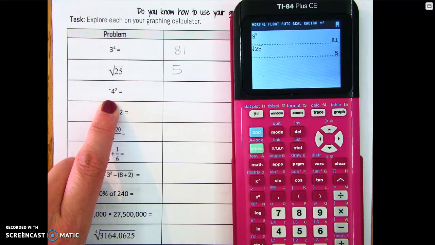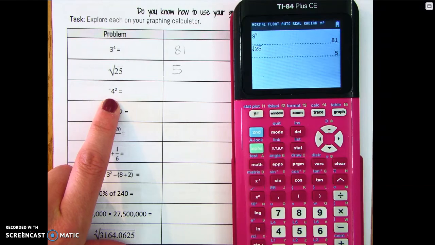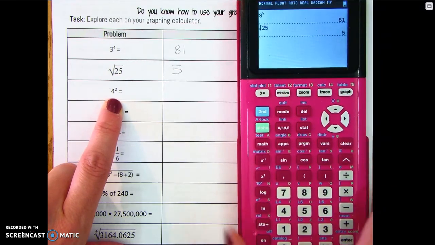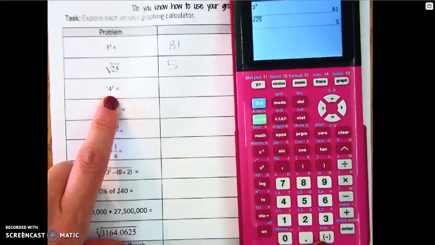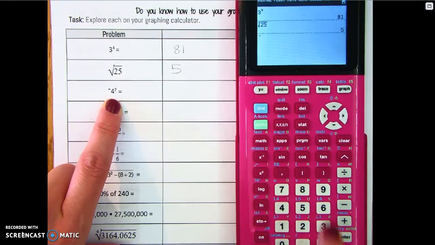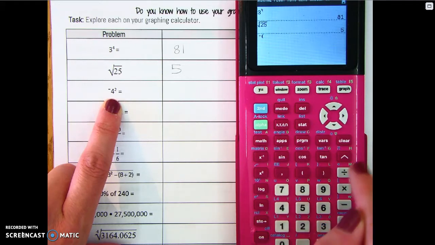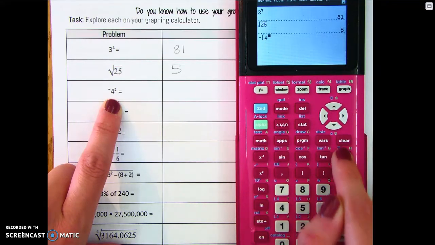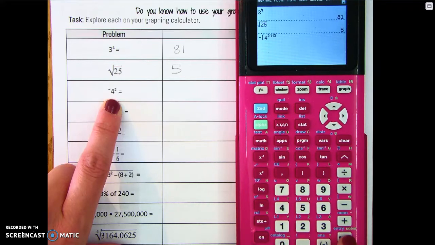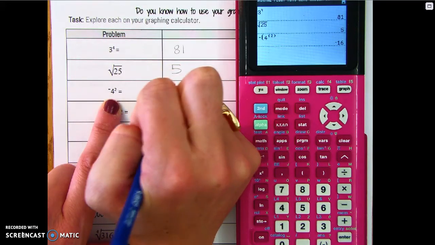Again, any notes can go in this box over here. Negative 4 squared. I always, for these, type the negative button first, which is down here next to the enter button. So negative button first, and I always put the base in parentheses so that it looks like this. Then press enter, and the answer is negative 16.